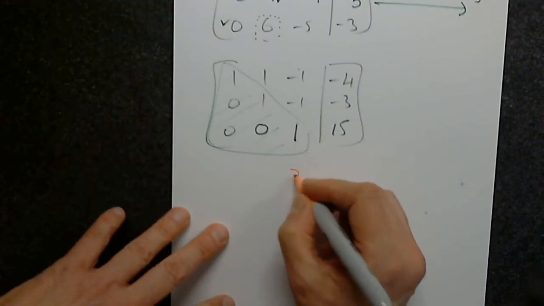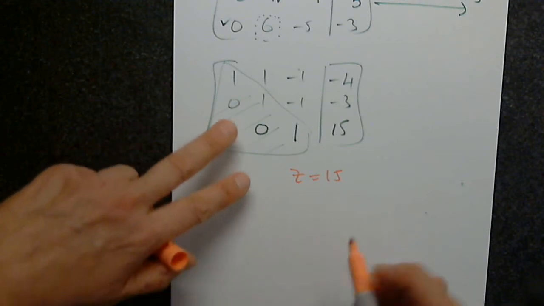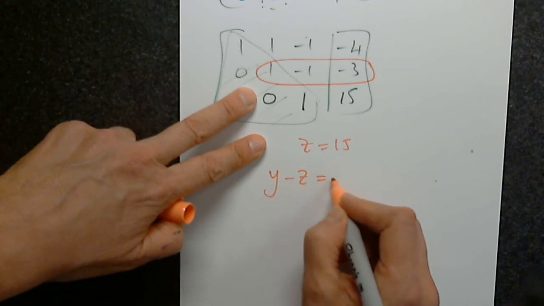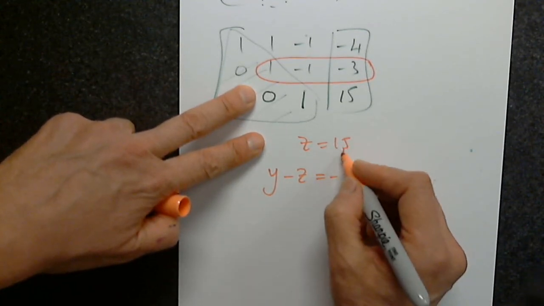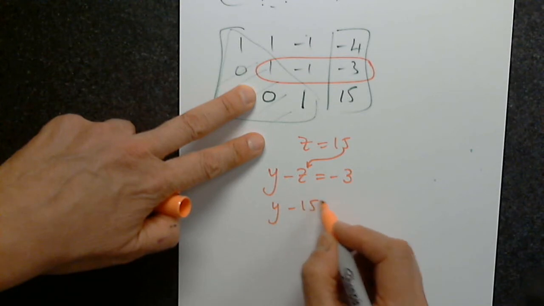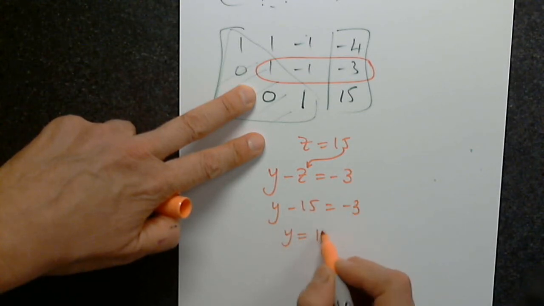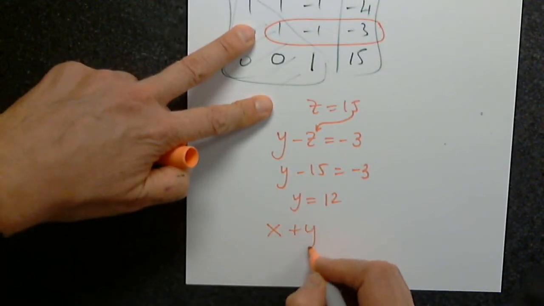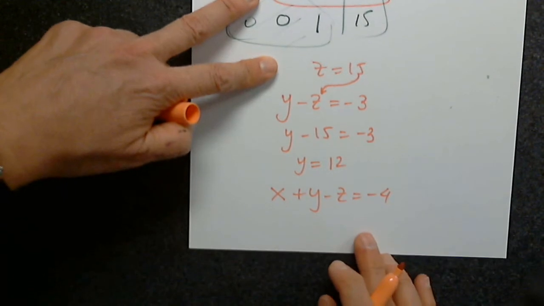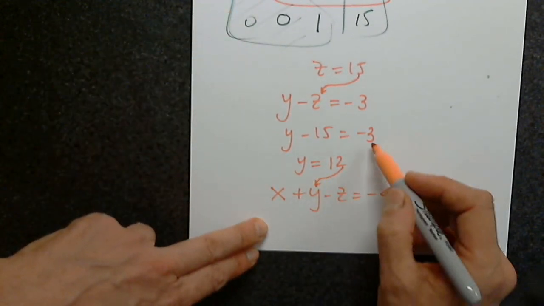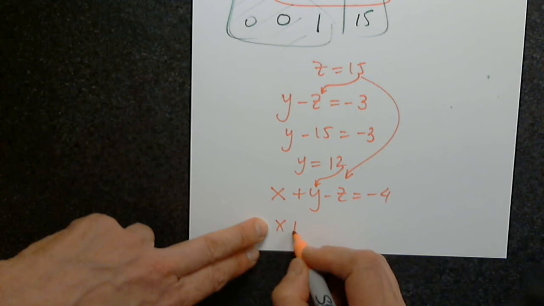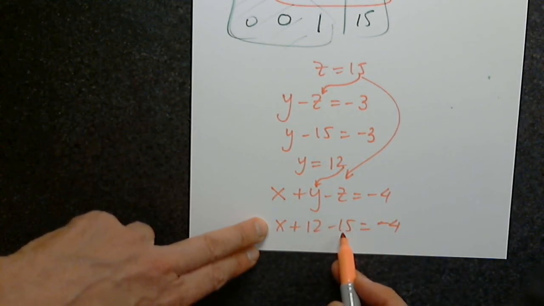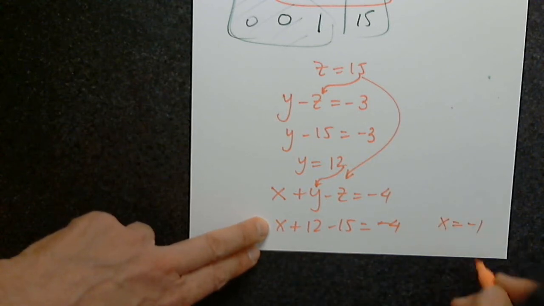That's the next step. We know that z equals 15. But now I have to write a new equation, which is y minus z equals -3. I have to replace z by 15. Y minus 15 equals negative 3, so y equals 12. Then I go back to the first equation. I write that as x plus y minus z equals negative 4, in which this is 12 and this is 15. So then x plus 12 minus 15 equals negative 4. This is negative 3. I add it to both sides. I get x equals negative 1.